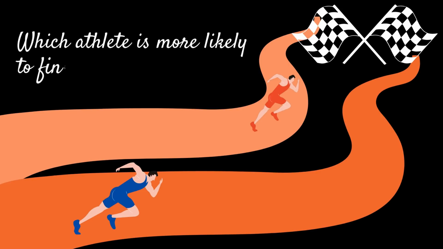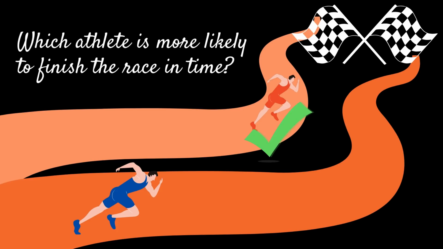So, my question to all the type 1 students is: who has a higher likelihood of finishing the race in those 6 minutes of stipulated time? Athlete A or athlete B? And I hope this question is not that difficult. You are preparing for the CAT exam, so you should be able to answer it very easily: athlete A is going to finish the race in the stipulated time. But what about athlete B?